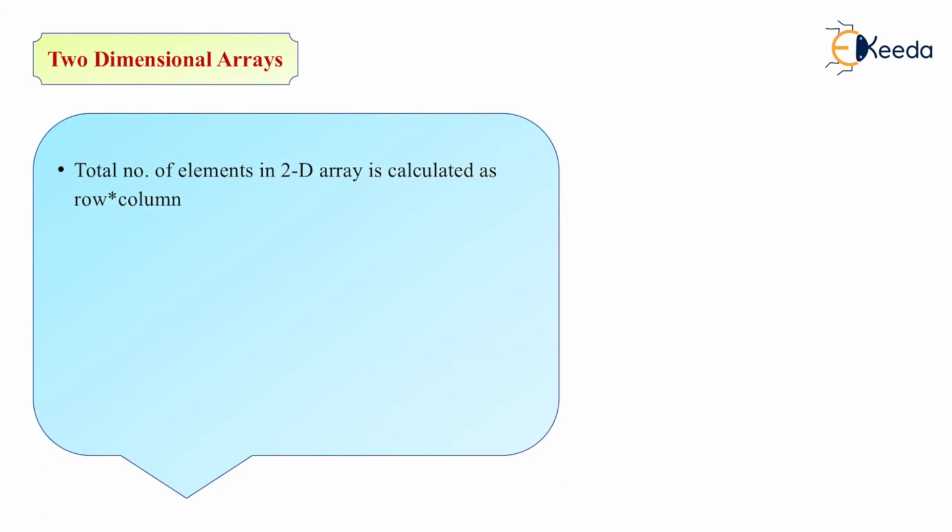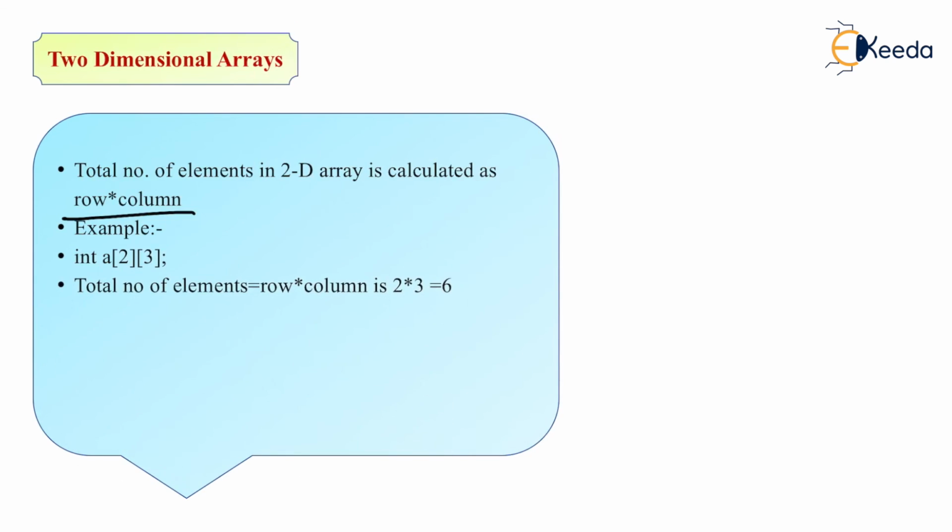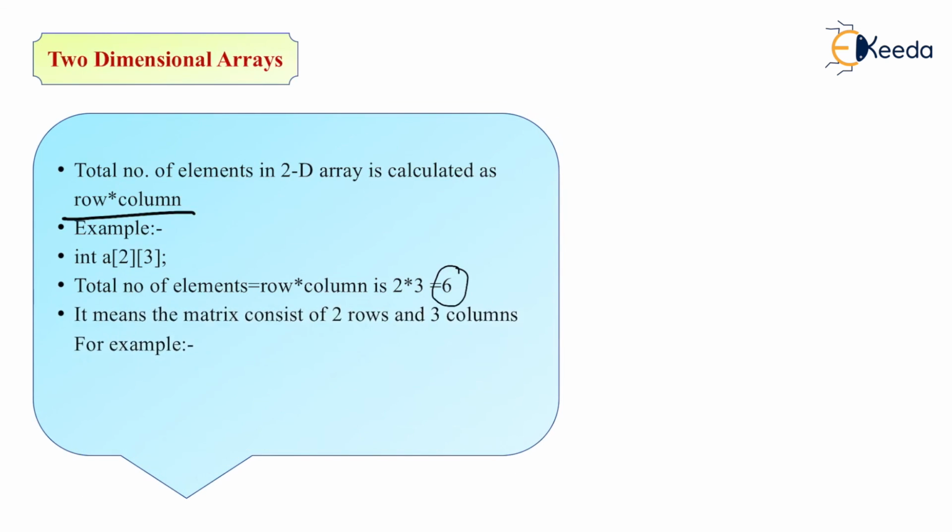The total number of elements in a two-dimensional array is calculated as rows times columns. For example, int a[2][3]. So 2 rows, 3 columns, right? So the total number of elements will be 6. It means the matrix consists of 2 rows and 3 columns. For example, 22, 7, that is the first row, and 8, 3, 15.